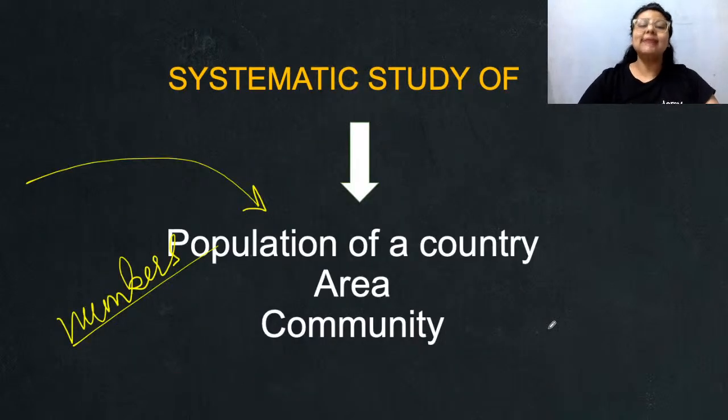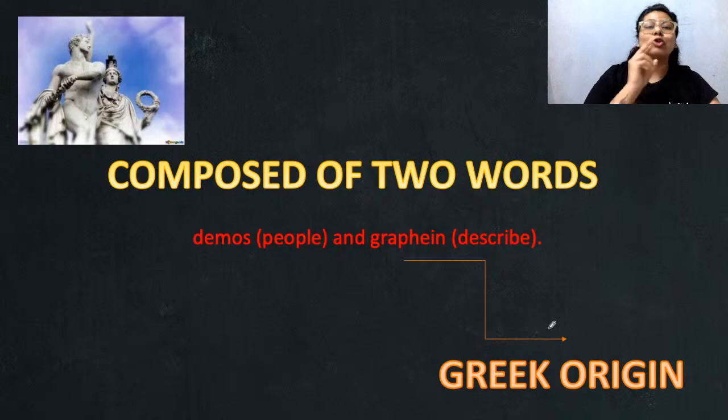All right. So yes, it is the population of a country, area, community. It's basically the statistics. Now it is also demographic. Basically, it is composed of two words.